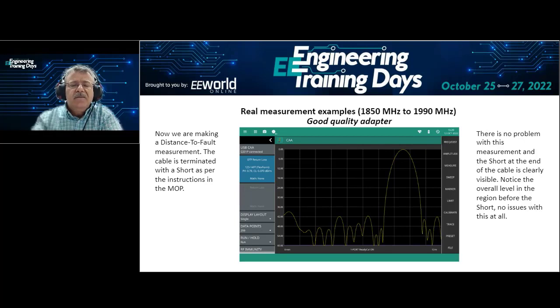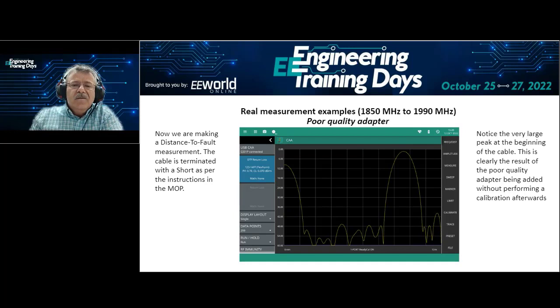The other thing to look at, when I go back and forth between these two again, is in the center. You'll see two peaks that are slightly higher. If I look at the bad adapter, you see how those peaks don't look the same anymore. They're badly distorted because of that initial hump at the beginning.